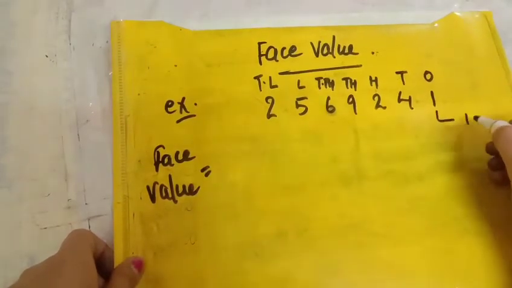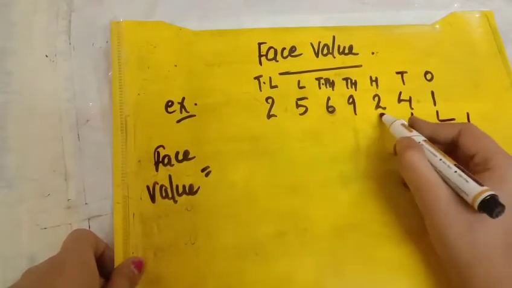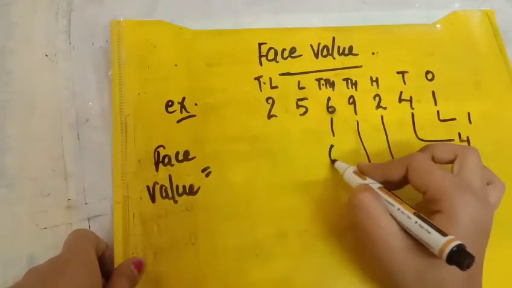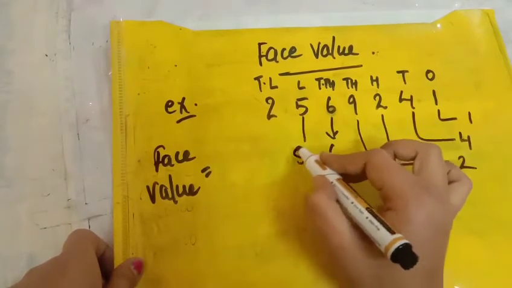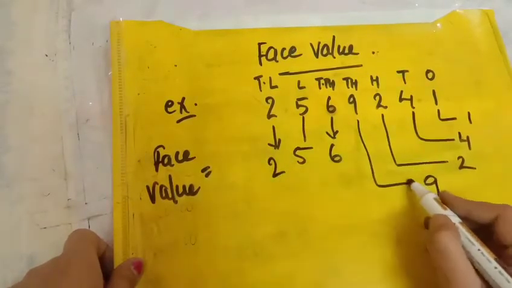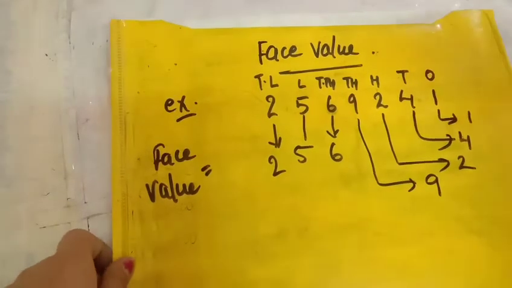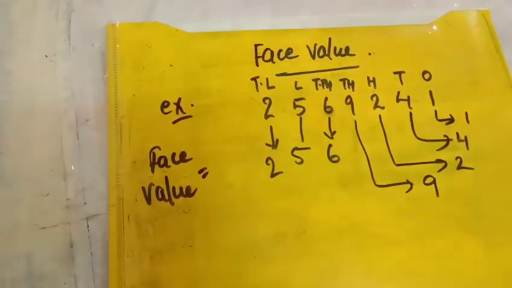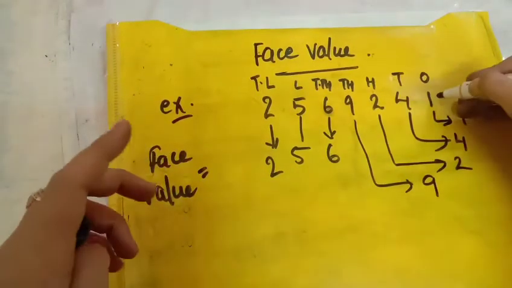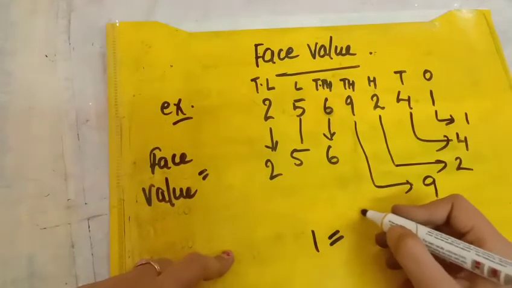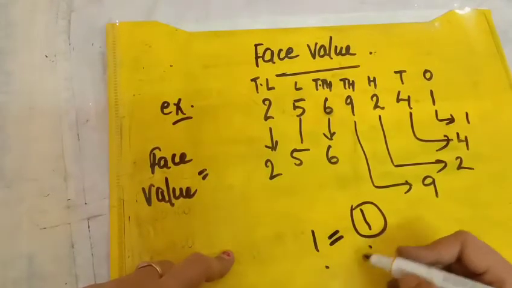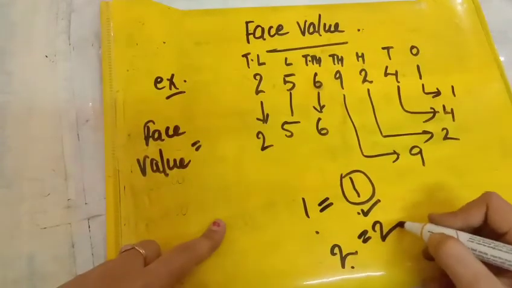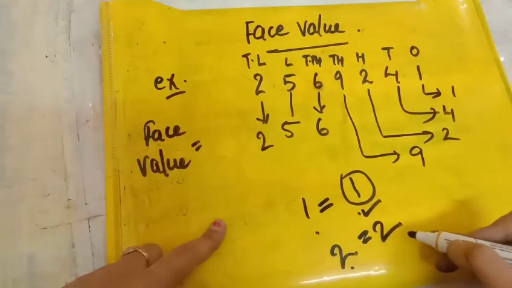face value of 1 is 1, face value of 4 is 4, face value of 2 is 2, face value of 9 is 9, face value of 6 is 6, face value of 5 is 5, face value of 2 is 2. No matter where it comes in our place value chart, face value means the value of the digit. Take 1. What is the value of 1? It's 1. So its face value is also 1. Take 2. What is the value of 2? It's 2. So face value of 2 is 2.